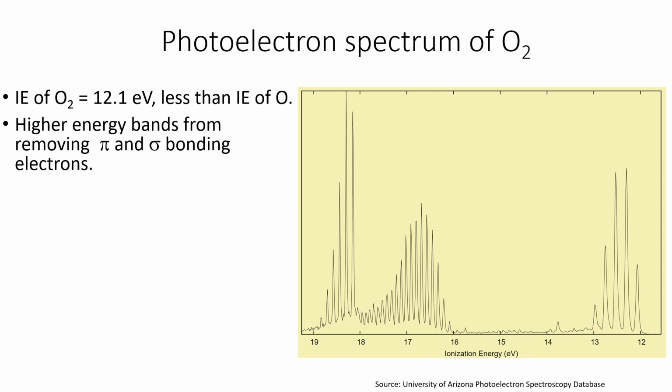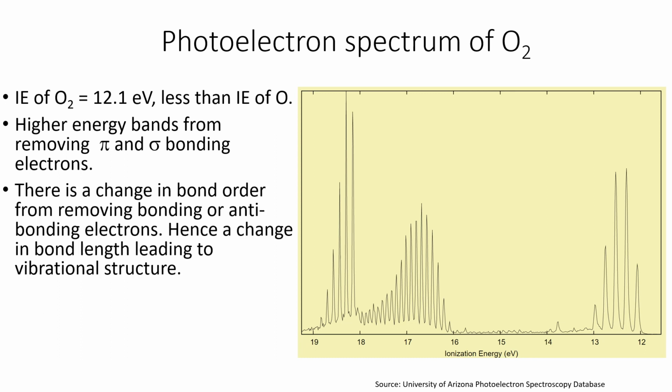Then of course this leads us to all these multiple peaks that make up the different bands, and can we explain what's going on there? This is an interesting phenomenon: as we remove an electron from the molecule, we're removing electrons from either bonding or antibonding orbitals, and this is going to affect the bond order of the molecule.